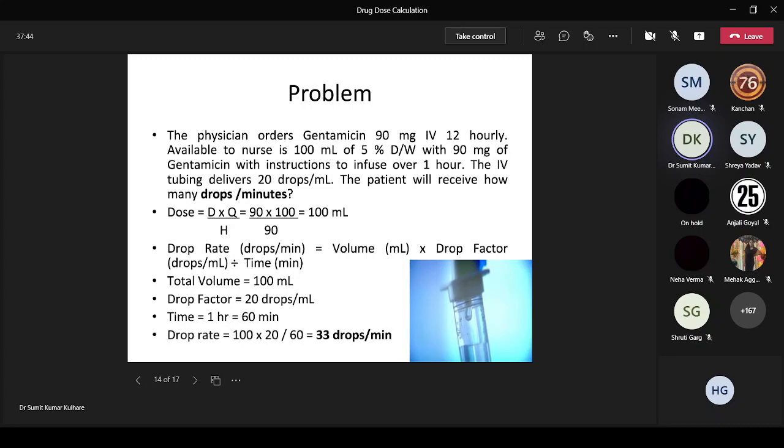So the drop rate will be 33.33 drops, or since we can calculate drops only in absolute terms, it would be 33 drops per minute. If you keep this drop rate, then all of this solution will be infused within an hour, or slightly more than an hour. Clear? Any doubts, any questions?